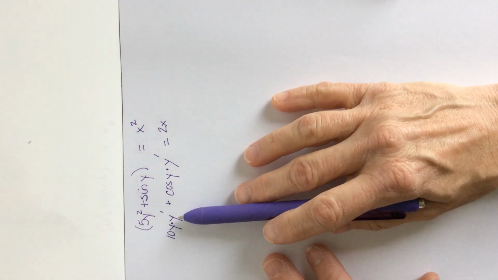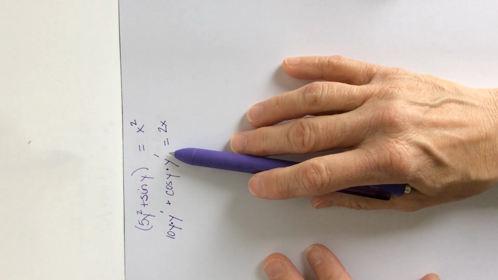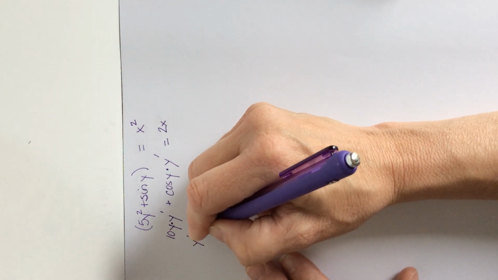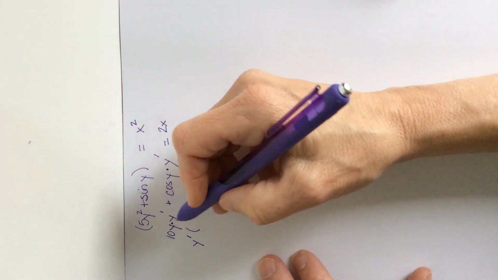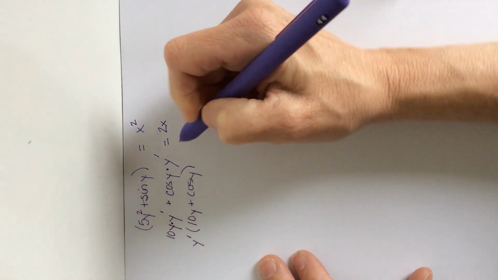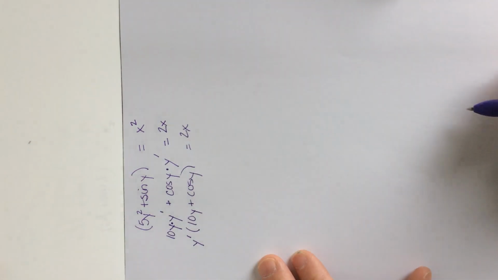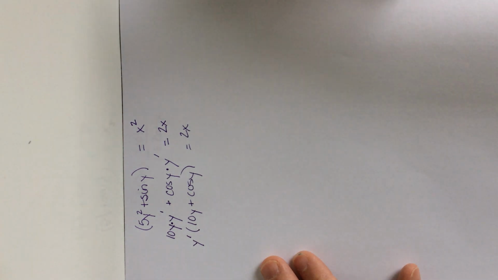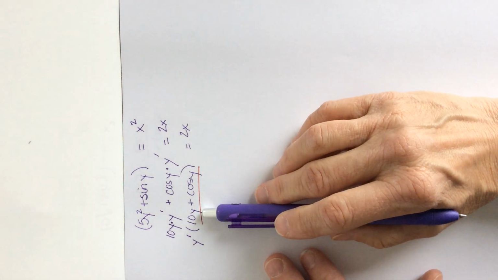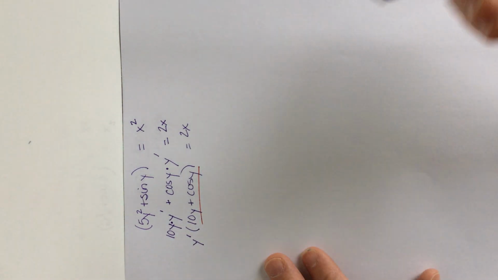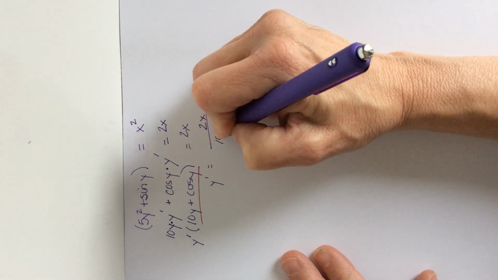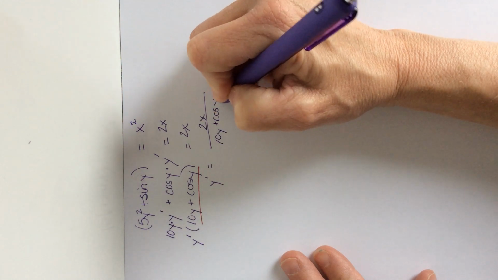So now it's just a matter of isolating y prime. Let's get y prime by itself. So that means we have to factor y prime. And I will multiply by 10y plus cosine of y equals 2x. And now all I have to do to get y prime by itself is to divide both sides by 10y plus cosine of y. So y prime equals 2x over 10y plus cosine of y.